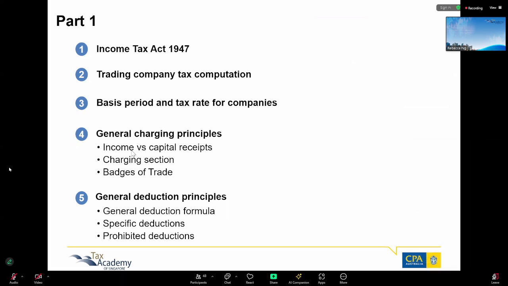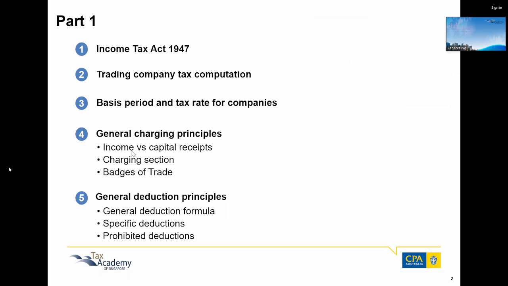Today we'll touch on the Income Tax Act 1947, trading tax computation, the format of trading tax computation, the basis period, the tax rate for companies, as well as the general charging principles: what are taxable, what are not taxable, income versus capital receipts, charging sections, badges of trade. And we will have a short break. Thereafter, we will touch on the general deduction principles, the general deduction formula, specific deductions, as well as prohibited deductions.